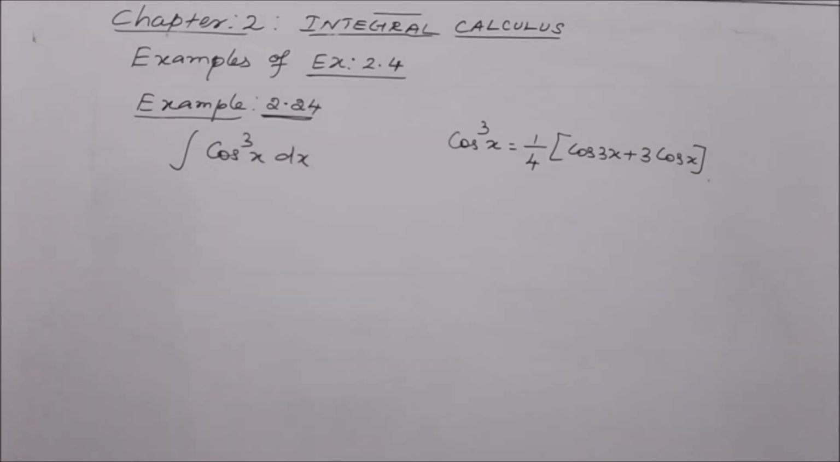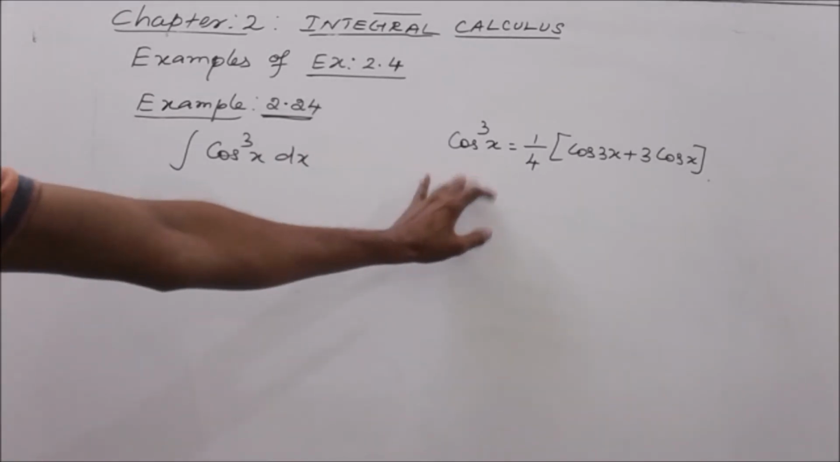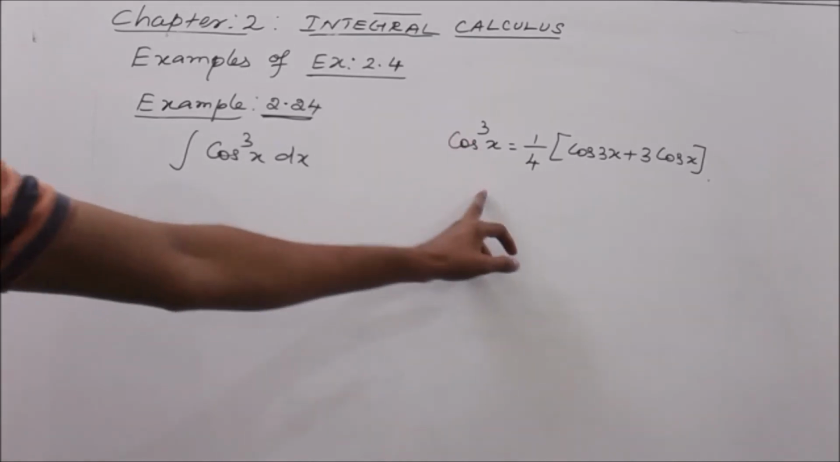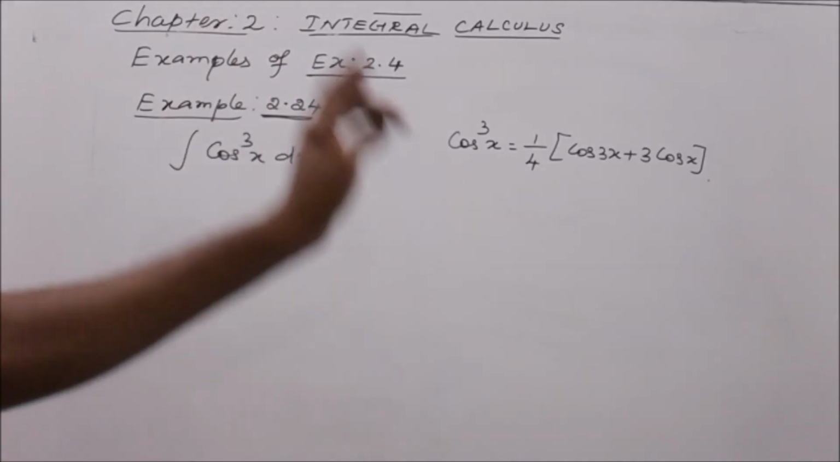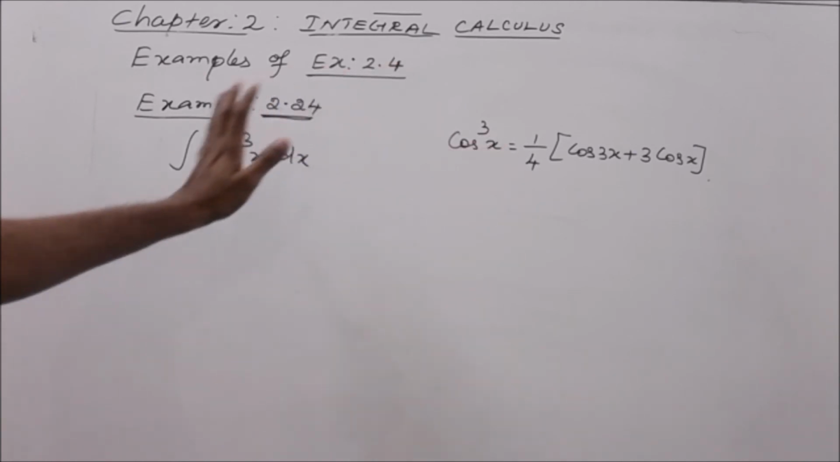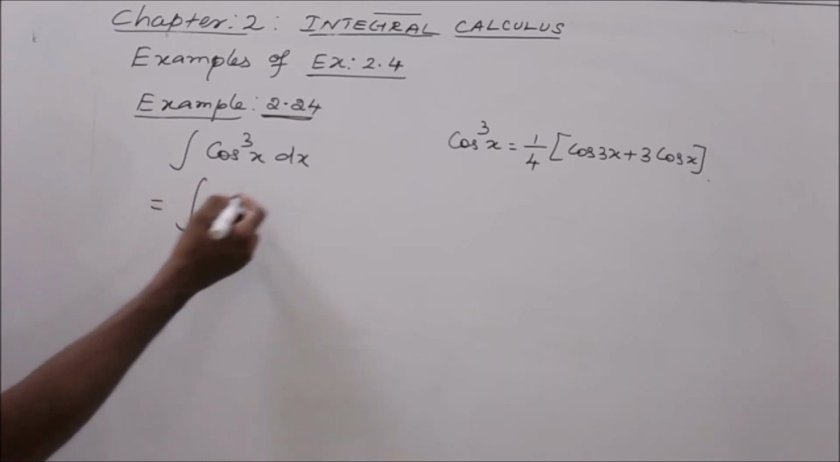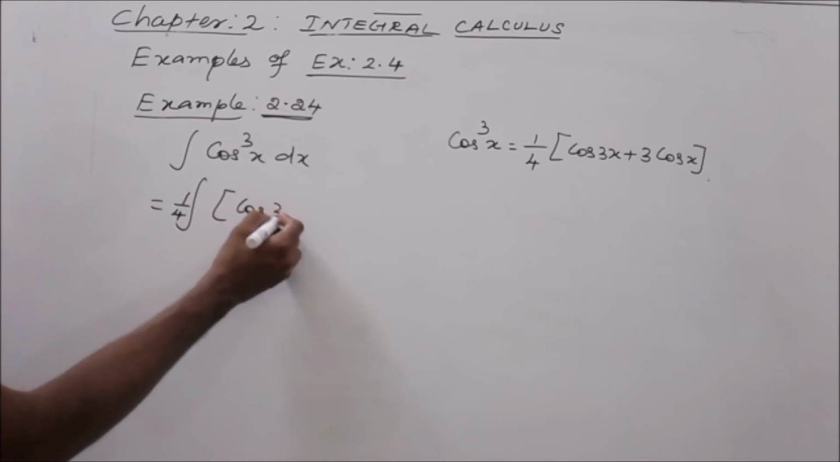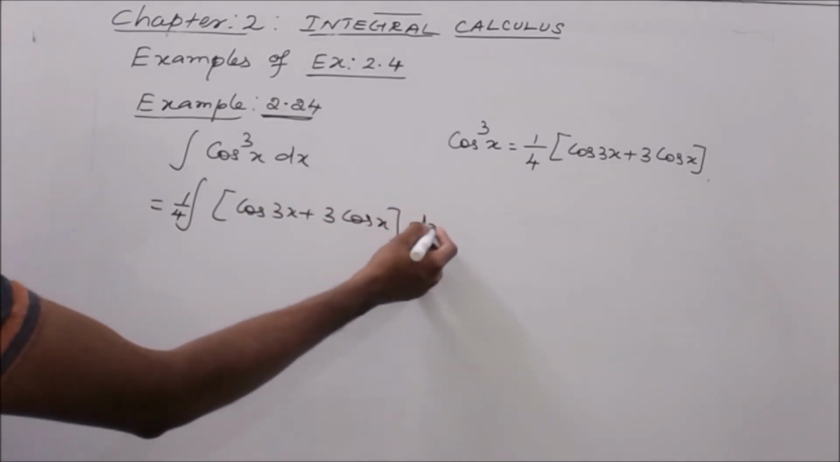At the beginning, I derived the formula for cos cube x. I have written here again: cos cube x is equal to 1 by 4 into cos 3x plus 3 cos x. That is the formula for cos cube x. So substituting that here, we will get the integral of 1 by 4, take 1 by 4 out, then cos 3x plus 3 cos x dx.